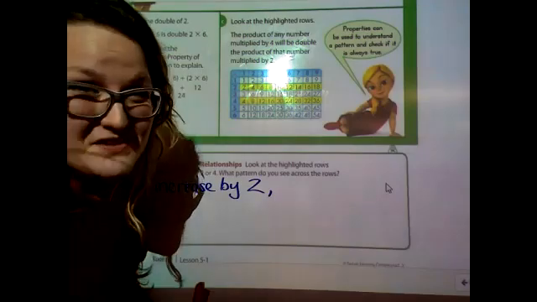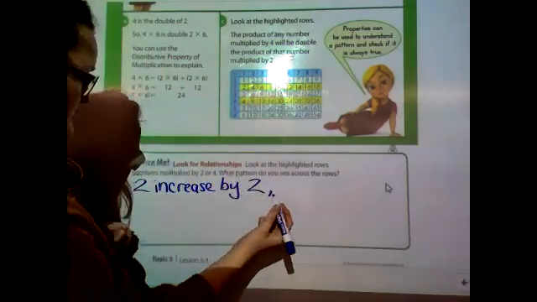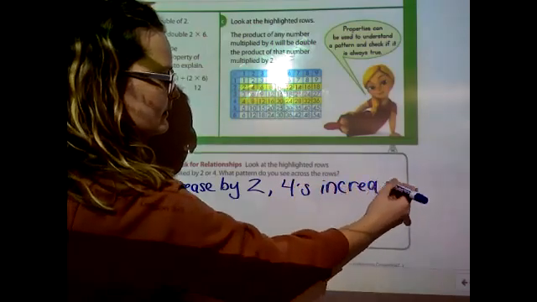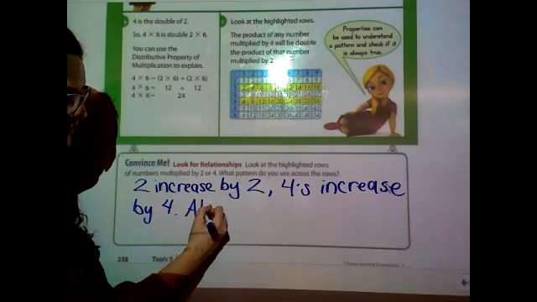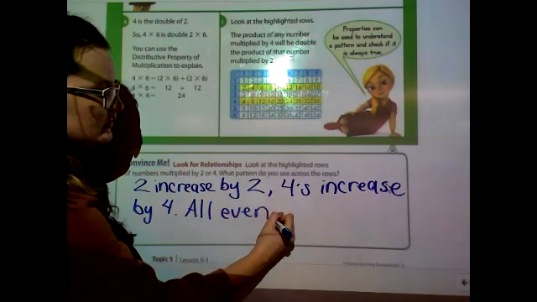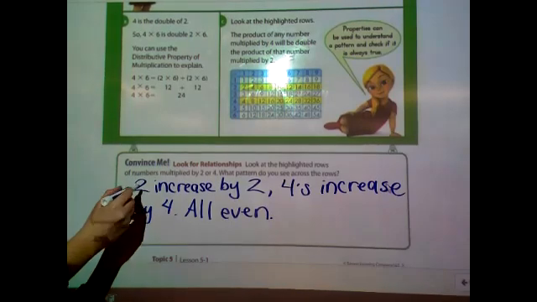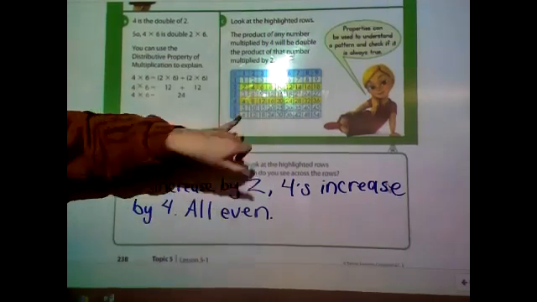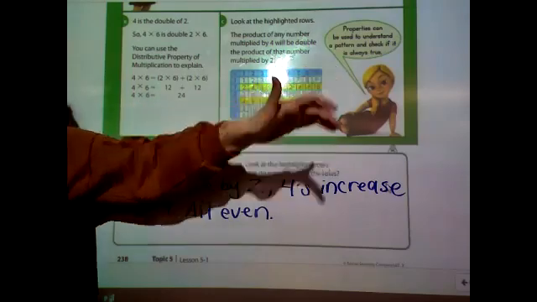So all of the products are even too. Maybe that was the first thing you noticed. All of these numbers are even numbers. All even. Oh, I meant to do 2s. The 2s are increased by 2. The 4s are increased by 4. And all of these numbers are even. 4, 8, 12, 16, 20, 24, 28, 30. They're all even numbers.